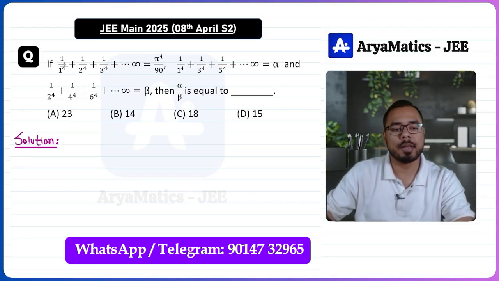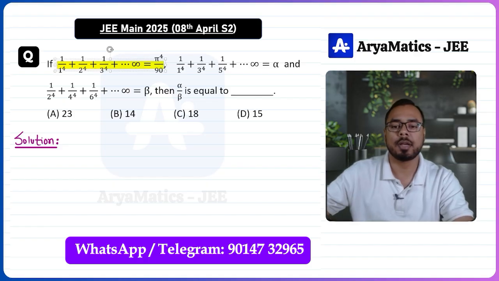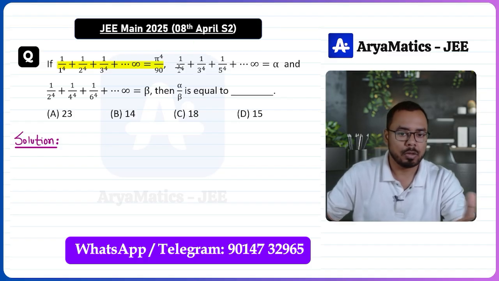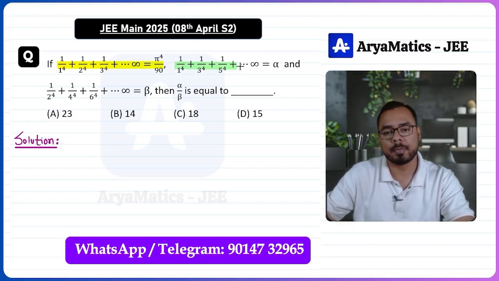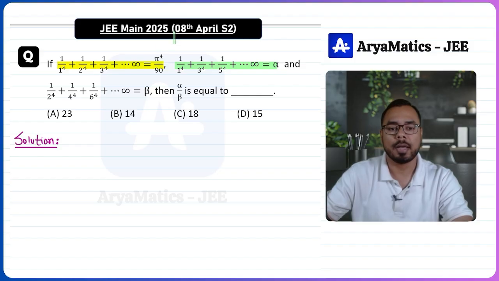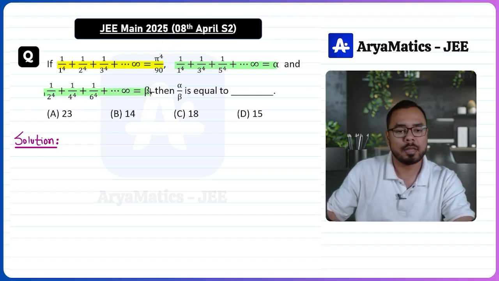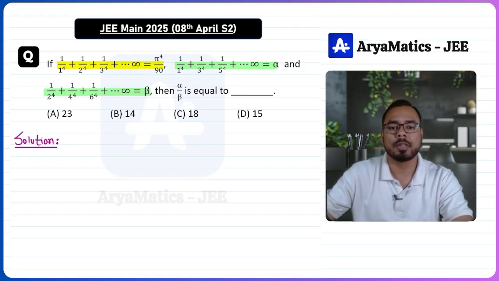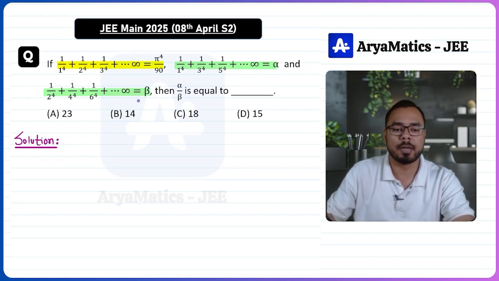If 1 by 1 raised to 4 plus 1 by 2 raised to 4 and so on up to infinity, this is pi raised to 4 by 90, and 1 by odd number raised to 4, this is given as alpha. 1 by 1 raised to 4, 3 raised to 4, 5 raised to 4 and so on. And similarly 1 by even natural number raised to 4, their sum is given as beta. So then we have to find alpha by beta.